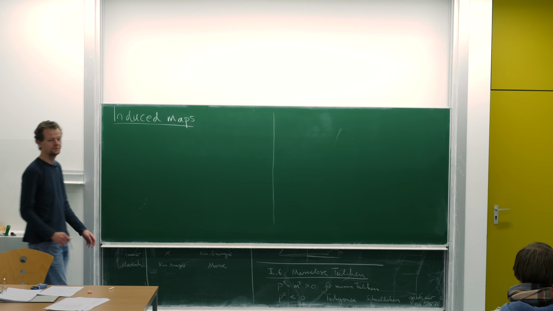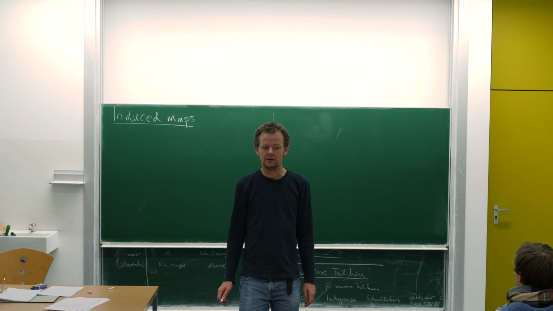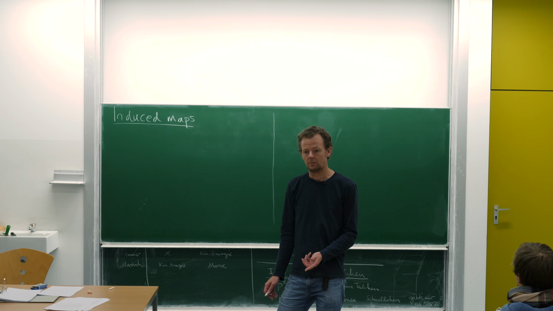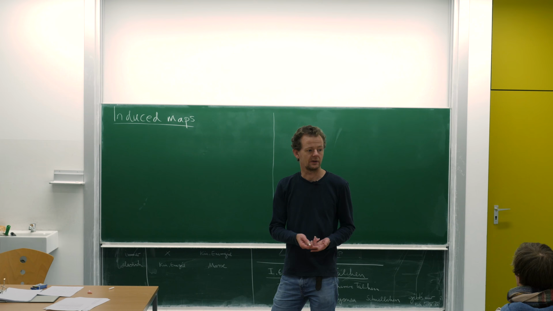Hello. In the previous lecture, we looked at building these things called exterior forms, exterior differential forms. We're going to build on that work today, but before we do so, I'm going to take a look at the behavior of tangent vectors and differential forms under maps between manifolds.